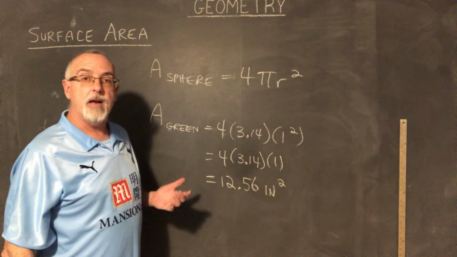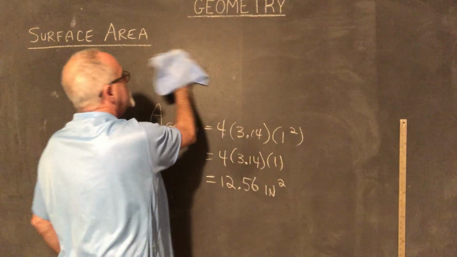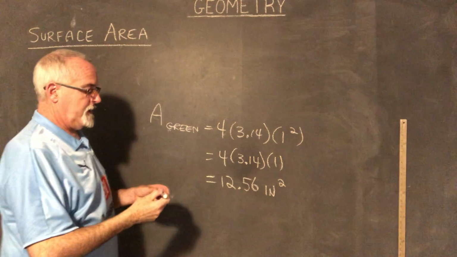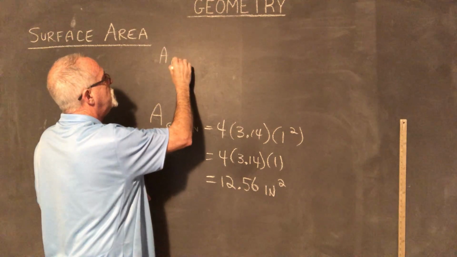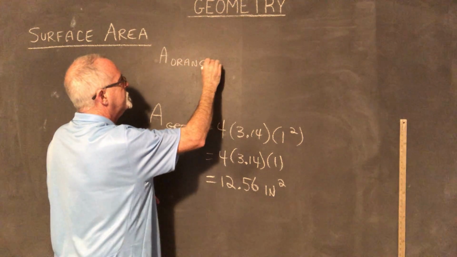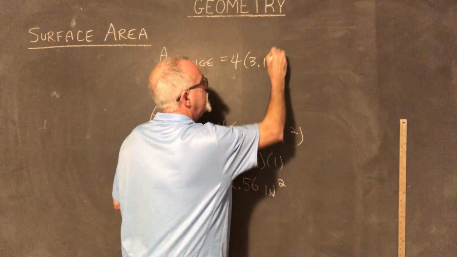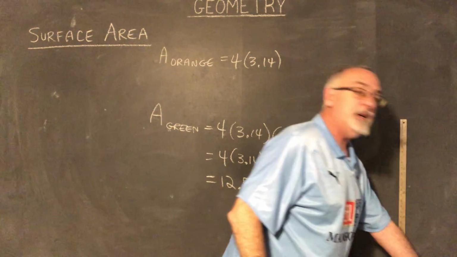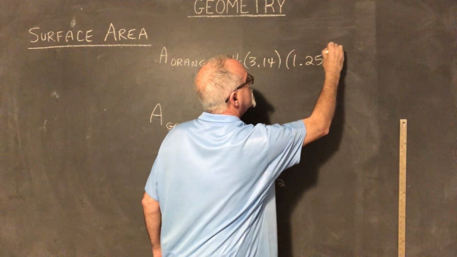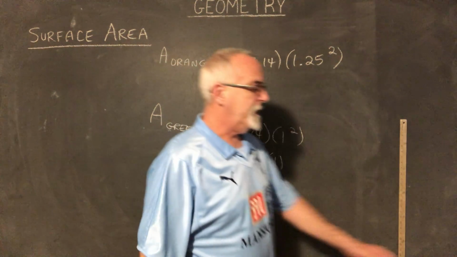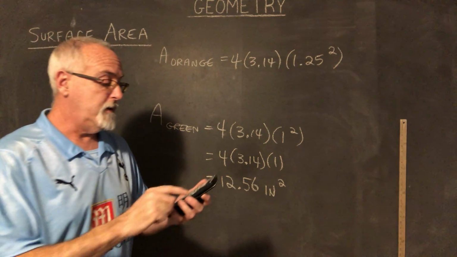And now let's do it again with each of the other balls, one after the other. So I'll erase this. I'll leave the green one right there, and I'll do the orange one, the orange street hockey ball. I will just say area of orange is equal to 4 times 3.14, but the radius of the orange ball is a little bigger. It's actually 1.25 inches. Okay, time for me to get my calculator. 1.25, and I'm also keeping an eye on the time.